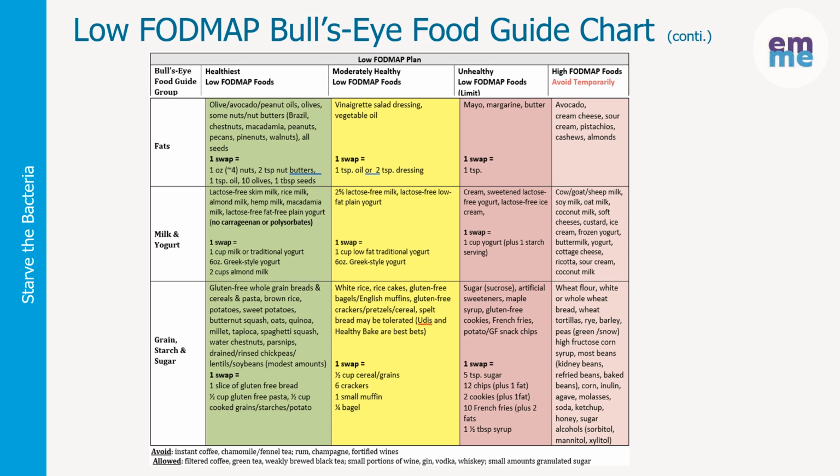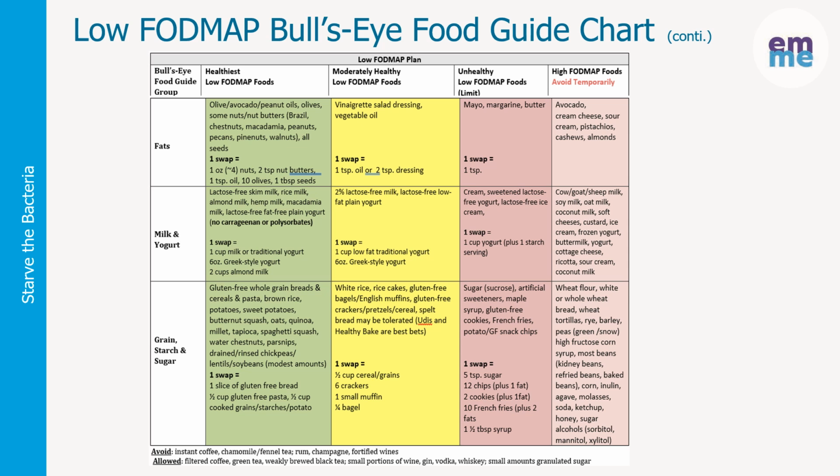And the light red section in this group consists of products that are very high in fermentable carbohydrates, specifically cow, goat, sheep milk, soy milk. Oat milk can be problematic, as can coconut milk, and soft cheeses, ricotta, sour cream, coconut milk.